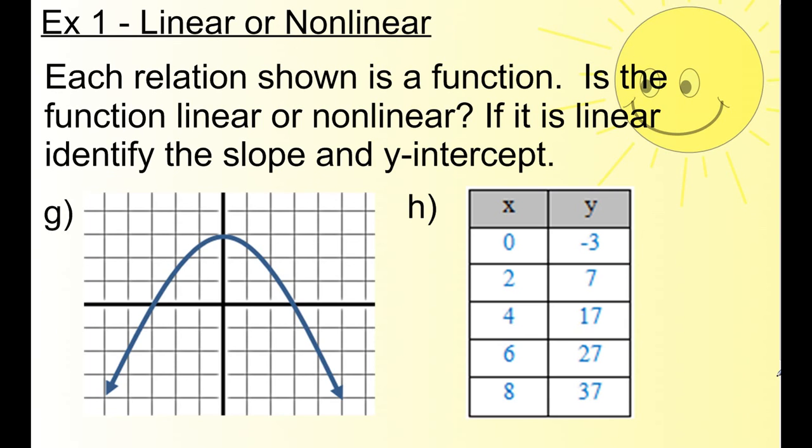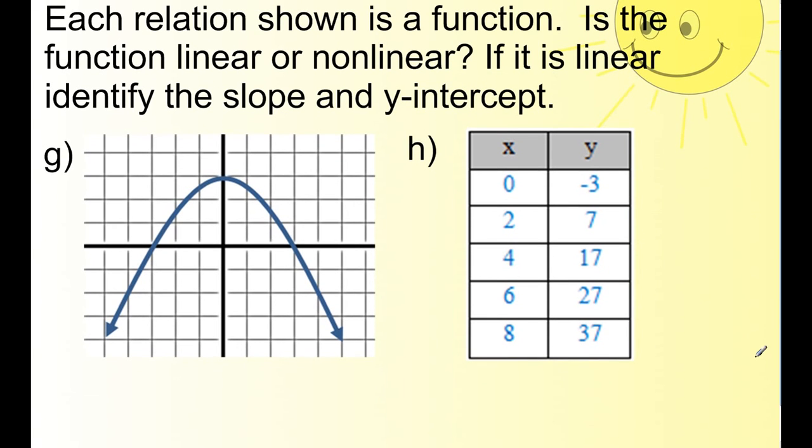All right, so let's see what we got here. Letter G. Well, just looking at it, this guy is definitely not linear. It's not linear because it's not a straight line. It's a curve. It's a parabola would be the name of this. It's a parabola, so it's not linear. Simple as that. Not linear.